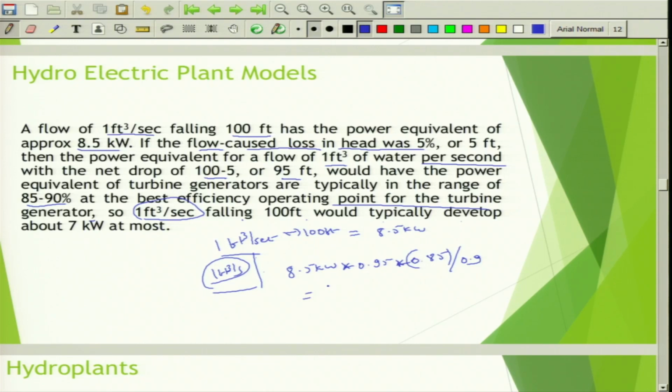You get this in the range of 6.9 to 7.2 kilowatt, that means approximately 7 kilowatt. If you consider 85% efficiency, you get 6.9 kilowatt, and if you consider 90%, you get 7.2 kilowatt. So this is the ultimate power that you actually get. It's not exactly 8.5 kilowatt.